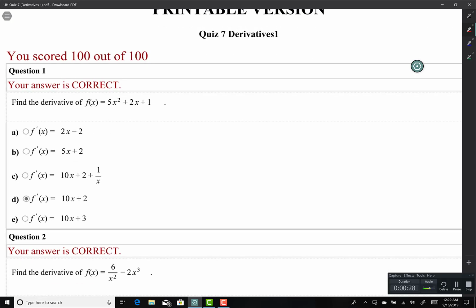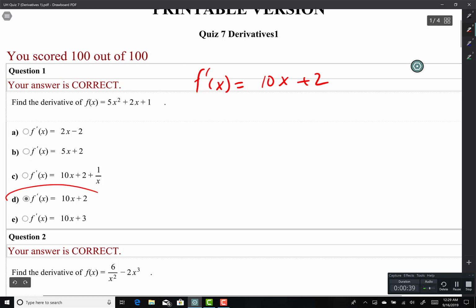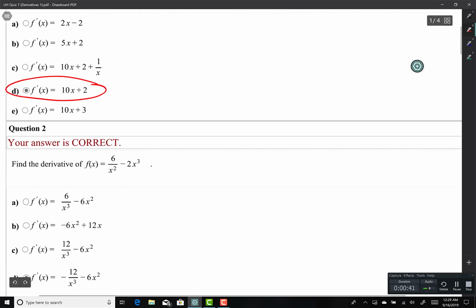First one, find the derivative. So you're just pretty much using the power rule, straightforward. So f prime of x equals 10x plus 2. And it looks like that's it. And there you go. Let's go to the next one.